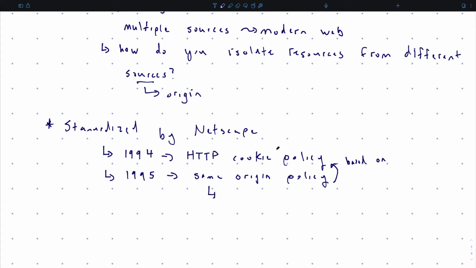And the same origin policy, as I said, concerns resources. So resources are either active or passive.